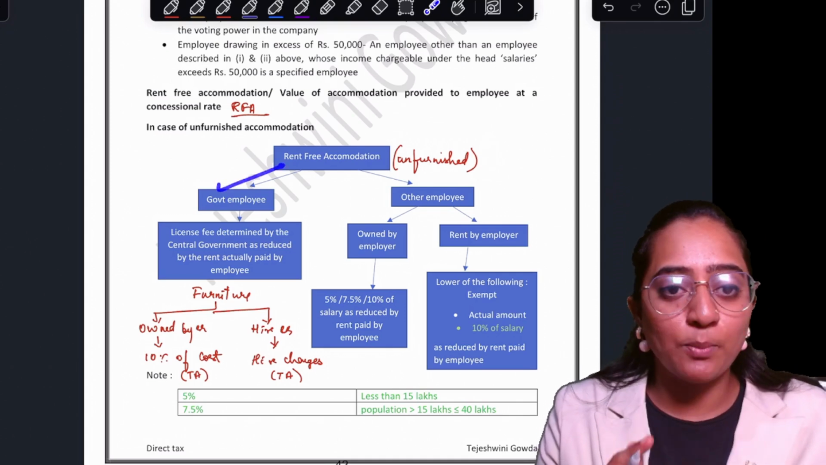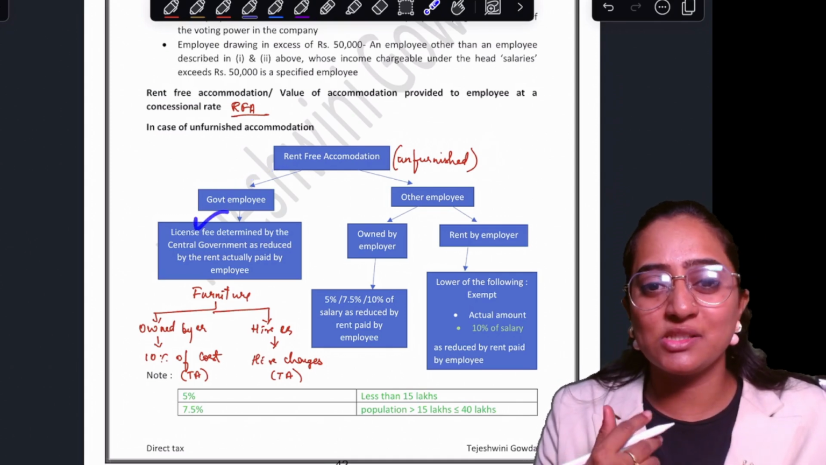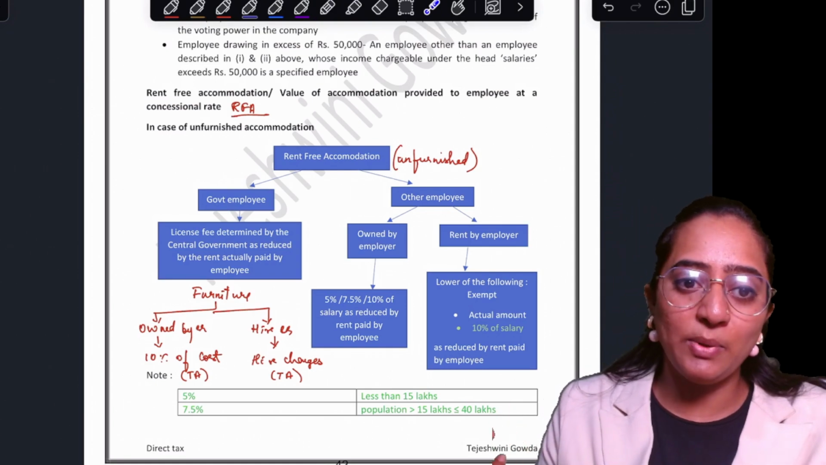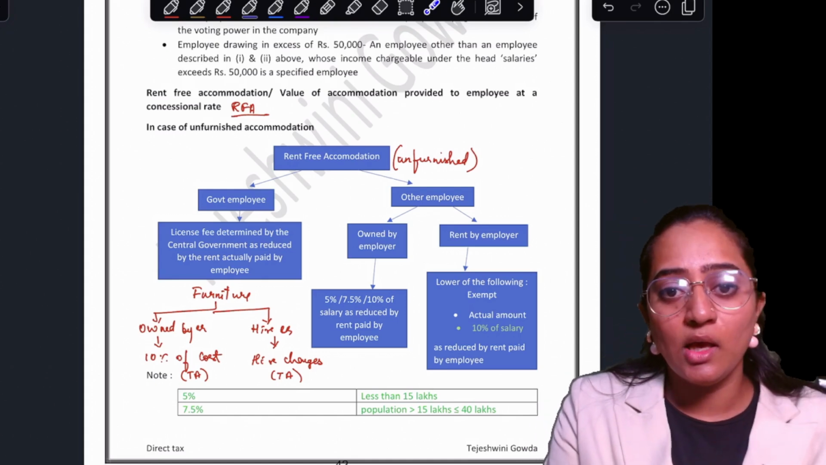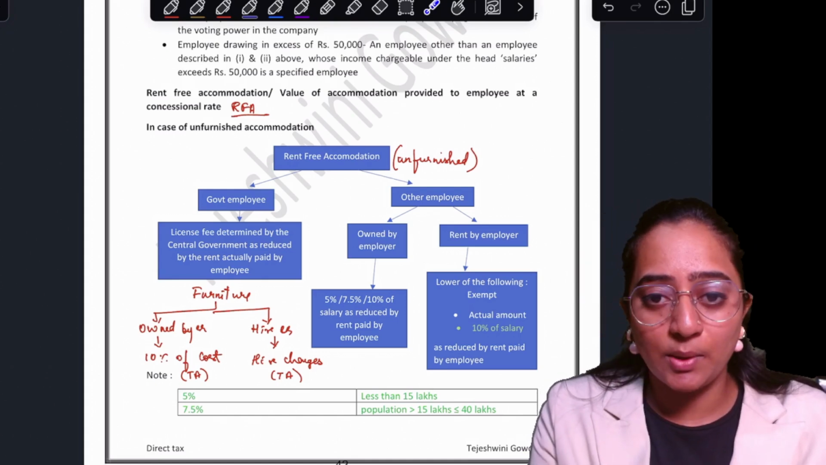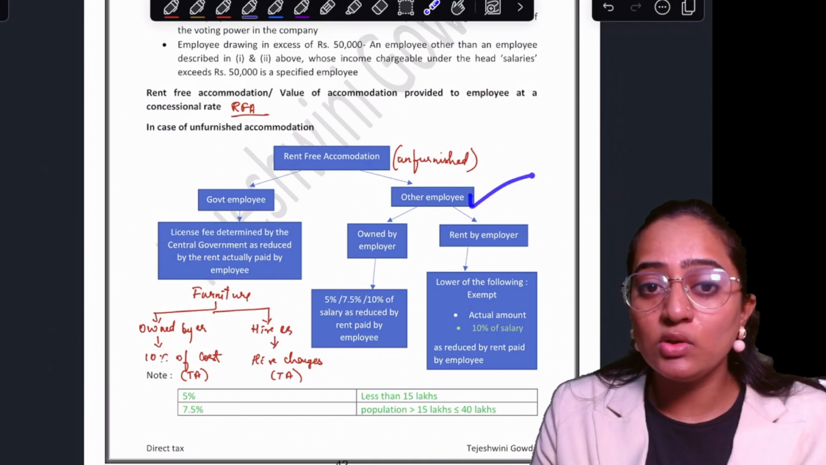It is given to a government employee. Remember, whatever license fee is determined by the government will be considered as the rent-free accommodation perquisite provided by the government to the government employee. Now comes the point regarding other employees.